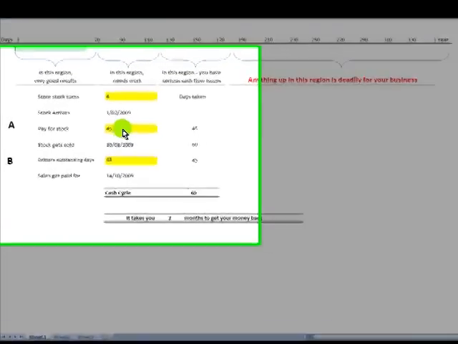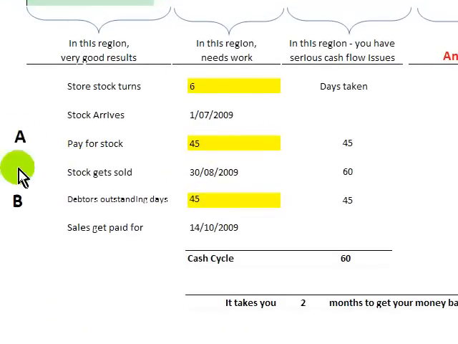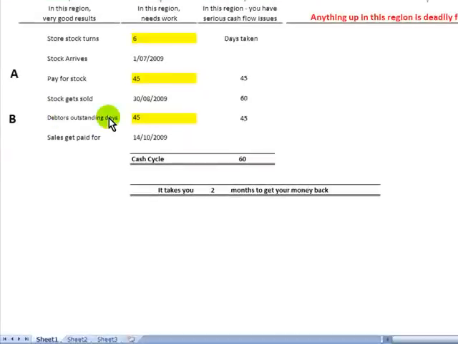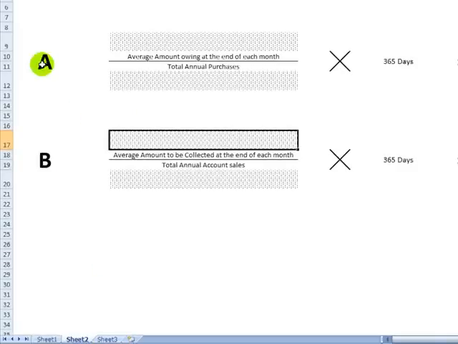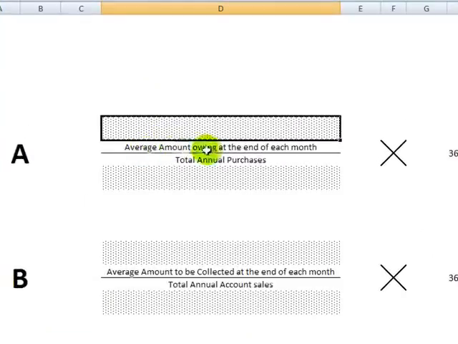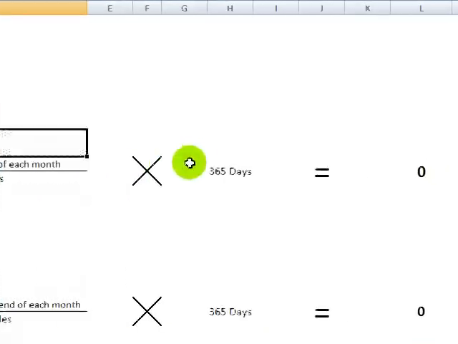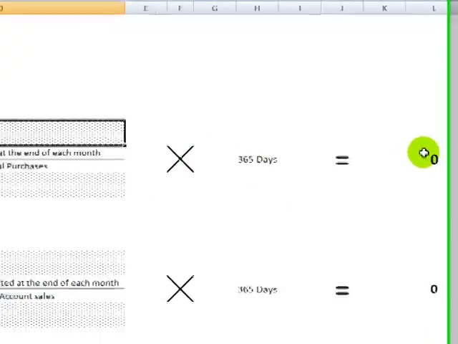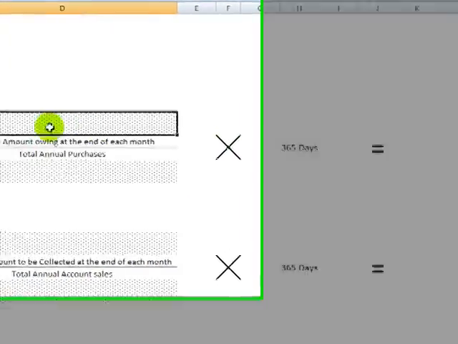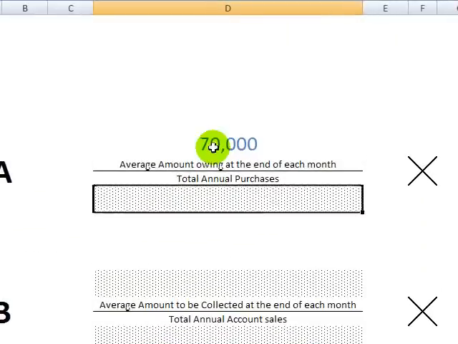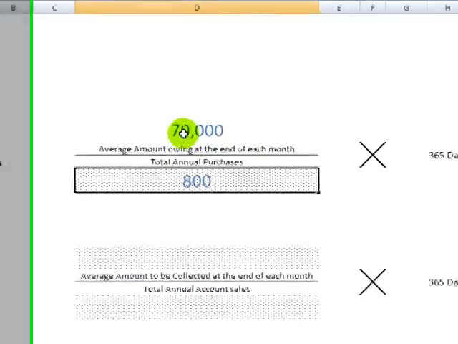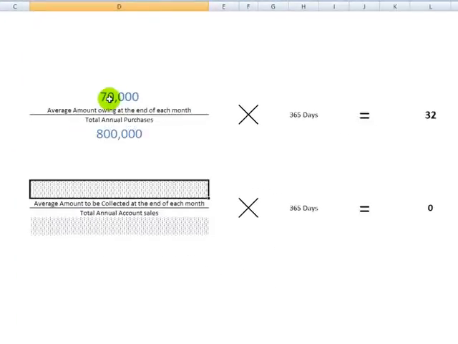So how do we go about finding out these numbers? Well, on this sheet I've labelled them A and B for when you pay for your stock and your debtors days outstanding. So quickly go over to sheet 2, and you can see there in A is the average amount owing at the end of each month divided by the total annual purchases times 365. That gives you your creditors days outstanding. So I'll type in the first number there, which for this business, let's say $70,000, and total annual purchases $800,000. As you can see there, that gives us a total of 32.